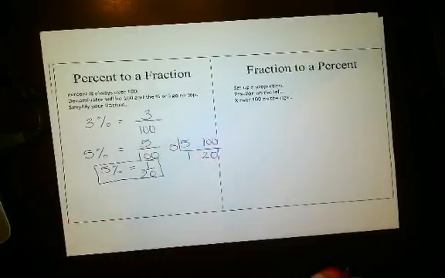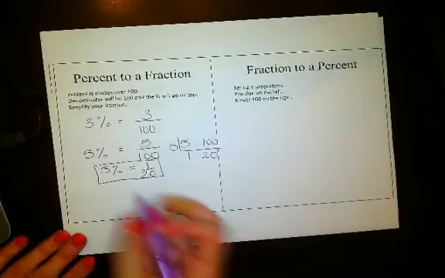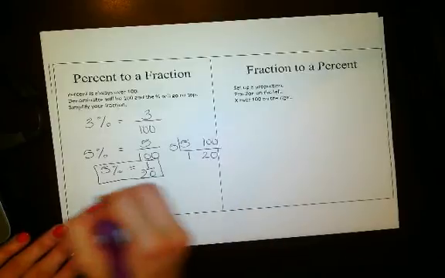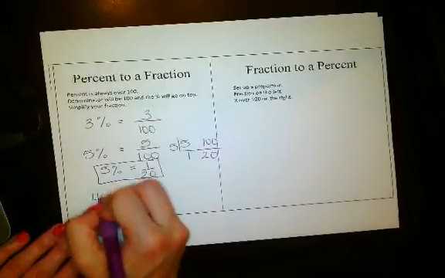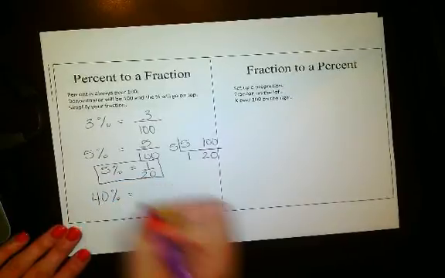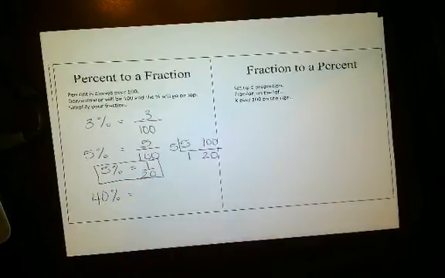Alright, let's move on to something a little bit harder. Let's do 40%. This time, I want you to take 20 seconds, work with your elbow partner, and come up with a fraction for 40%. So remember, I'm giving you 20 seconds. Go.